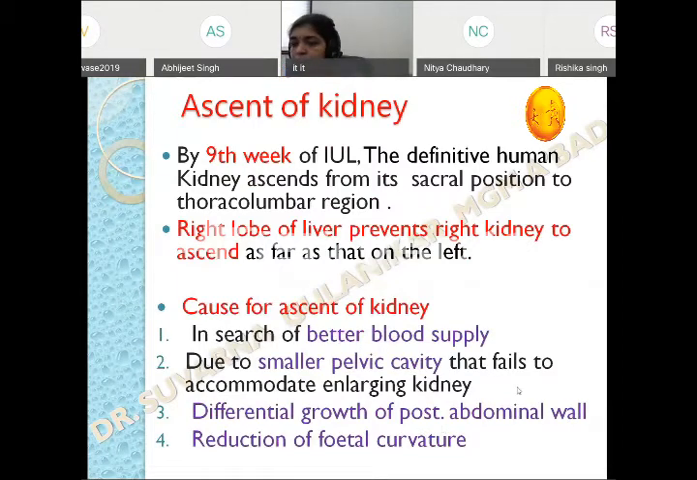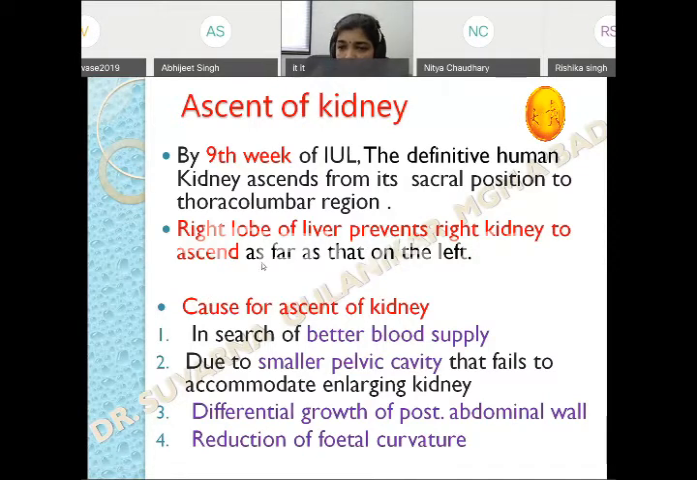Now, once this definitive kidney is formed, it is still in the sacral region, right? The metanephric blastema develops in the sacral region, so it is still in the sacral region. It has to ascend to its normal definitive position. So how and why does this ascent occur? By the 9th week of intrauterine life, the kidney ascends from the sacral position to the thoracolumbar position. So what is the definitive position? Can you tell me the extent of the adult kidney, from which vertebra to which vertebra?